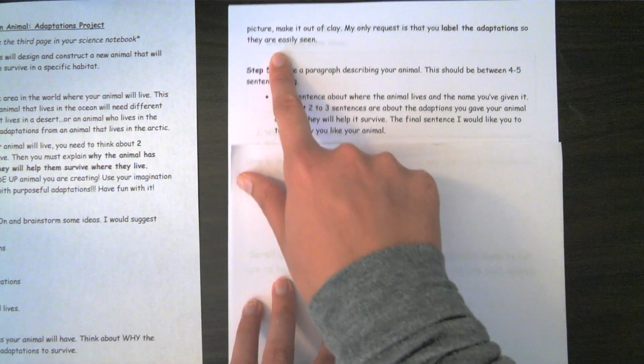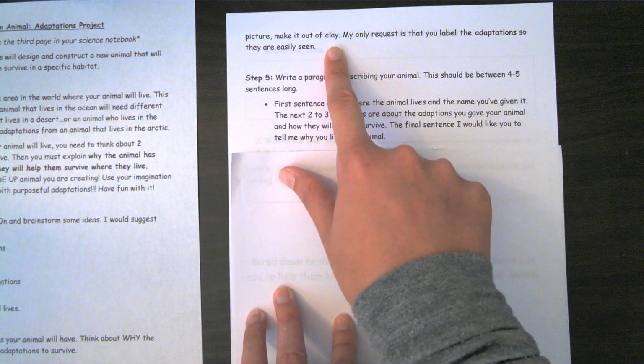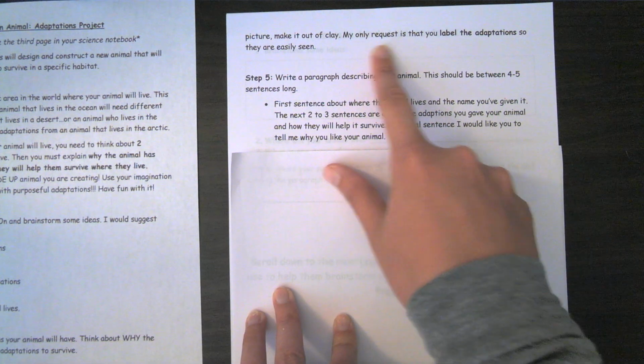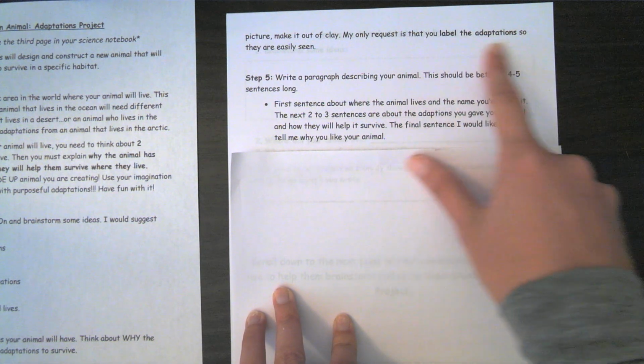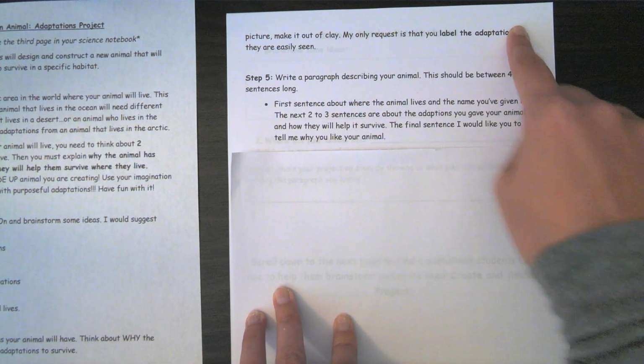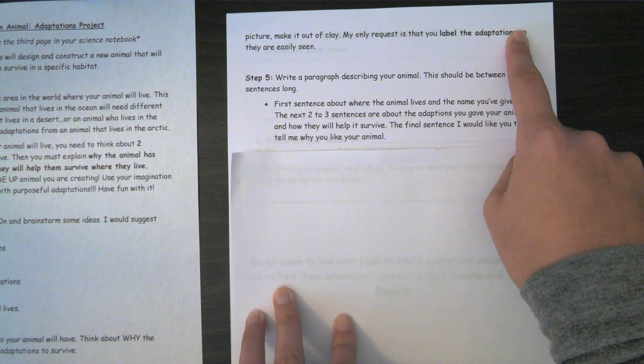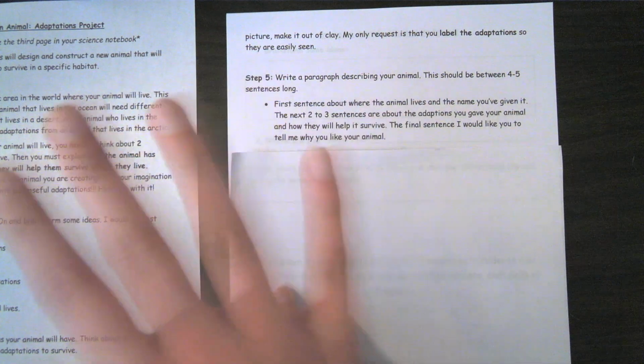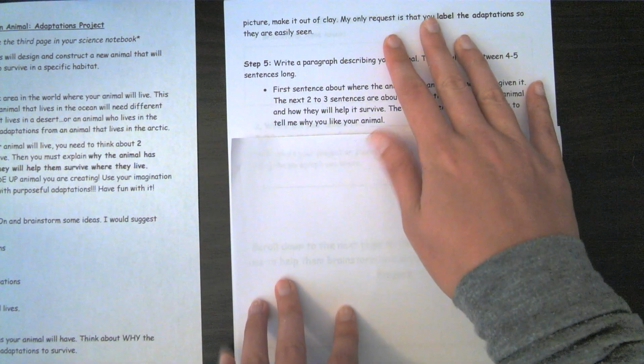Once you've created your picture, or if you made it from clay, or if you made it on a poster, you are going to label the adaptation. So draw a line and create a label and label the adaptation. That way it is clearly, easily able to be seen.